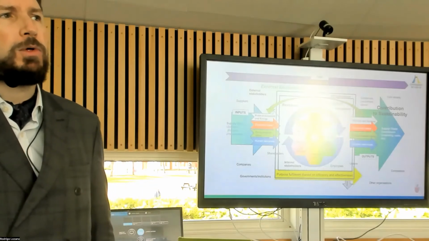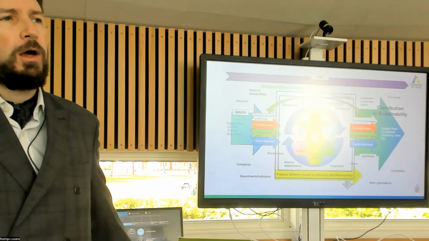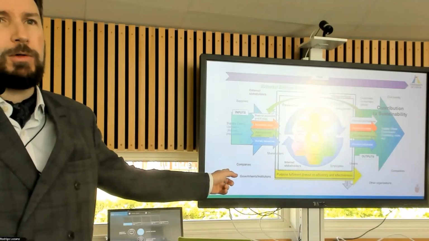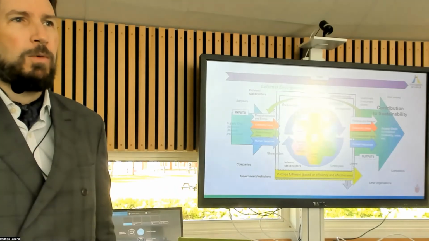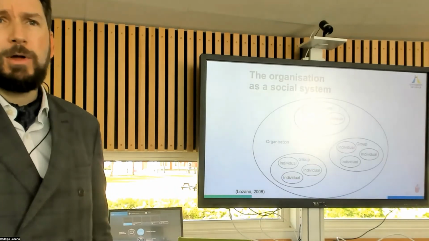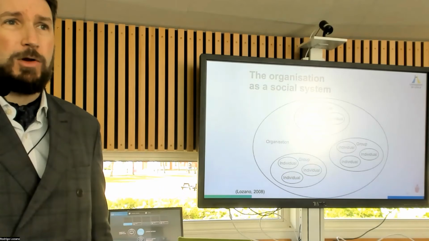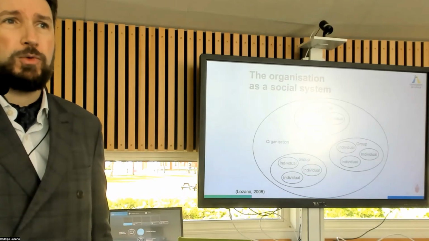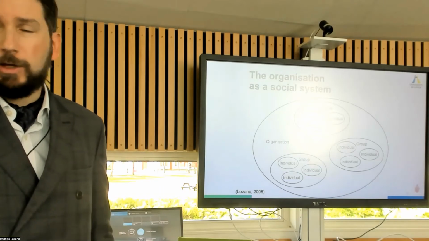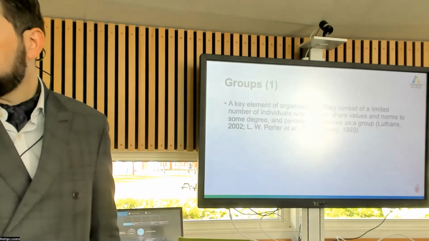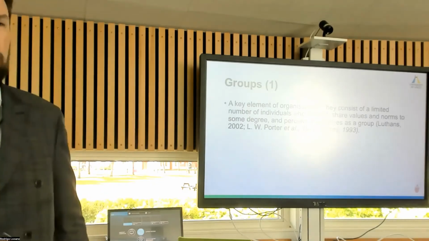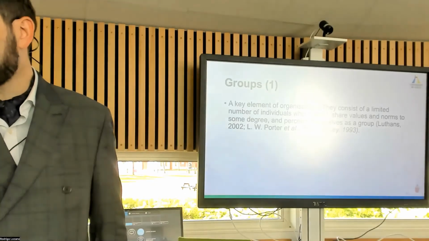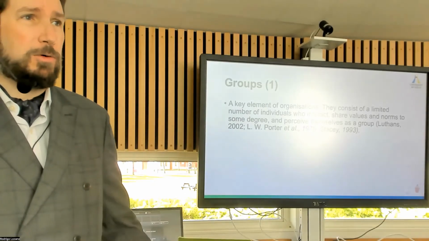So my question to you is, how does this help sustainable public procurement? And it's just a rhetorical question. Think about it, okay? We can also see the organization, as I said before, as a set of individuals who belong to groups and groups that belong to the organization. We know that groups are a key element of the organization, and they consist of a limited number of individuals who interact, share values and norms to some degree, and perceive themselves as a group.